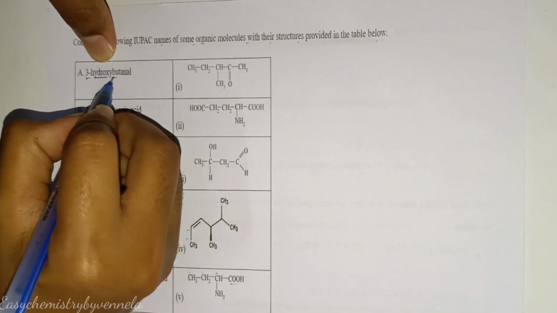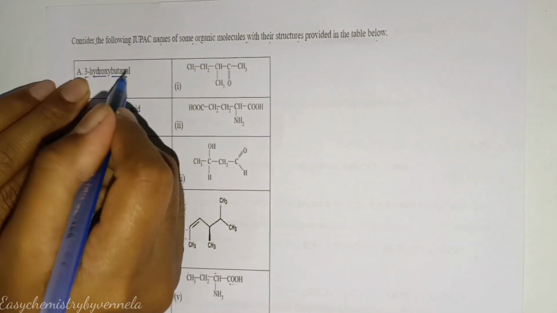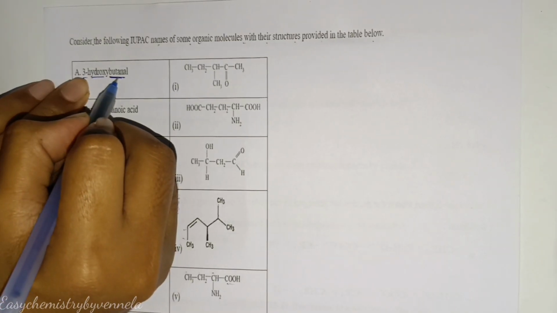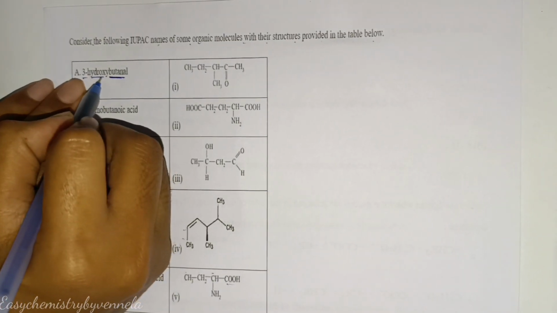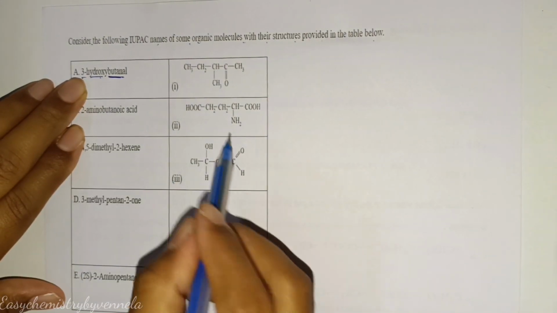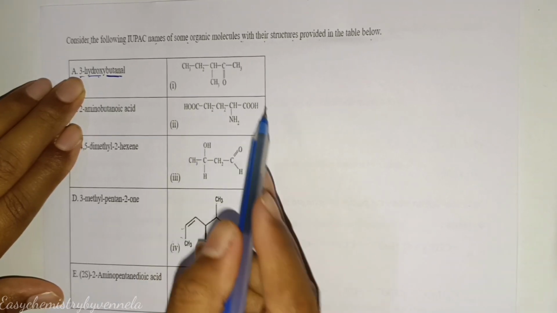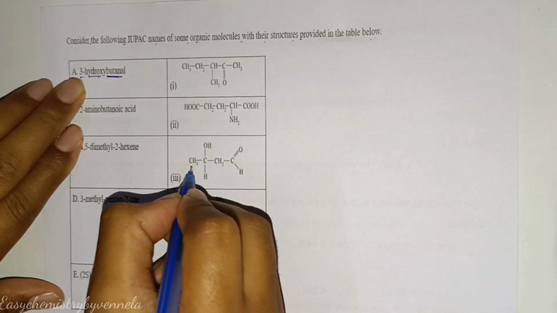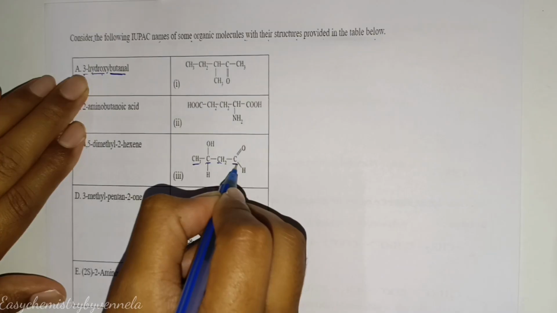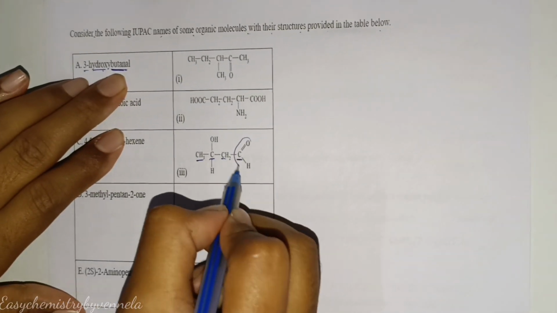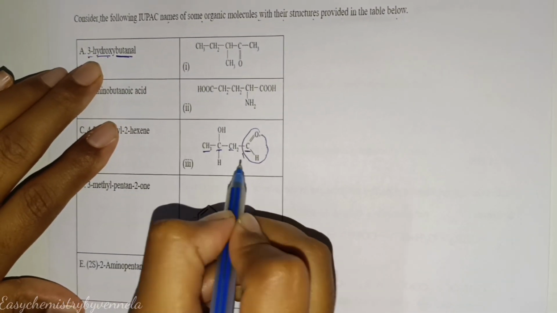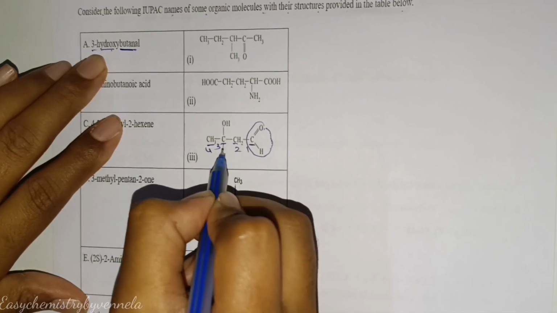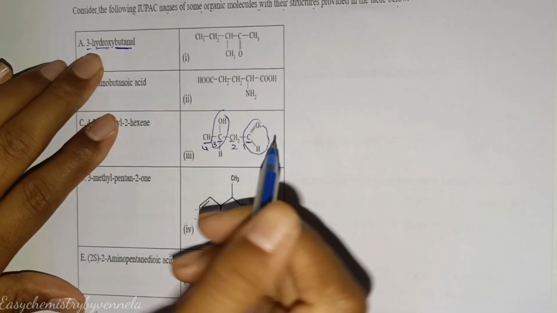3-hydroxybutanol. Butanol means 4 carbons are present. Hydroxy means 1 OH group is present. So check here which one is correct. See this one, 4 carbons are there. Butanol, aldehyde group is present. 3 hydroxy, 1, 2, 3, 4. 3 hydroxy. So this is the correct one.